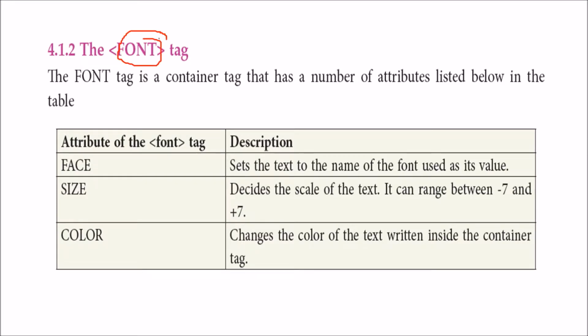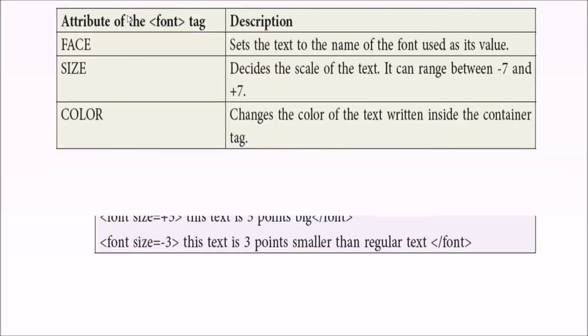Then we have the font tag. The font tag is the style of the text you want to write. The font tag has some attributes like face: what type of font you want. Size: what is the size of the font; it ranges from -7 to +7. And color: what is the color of the text you want.